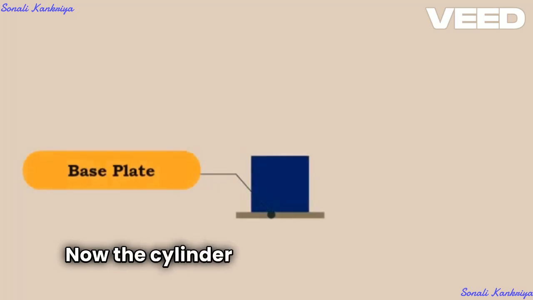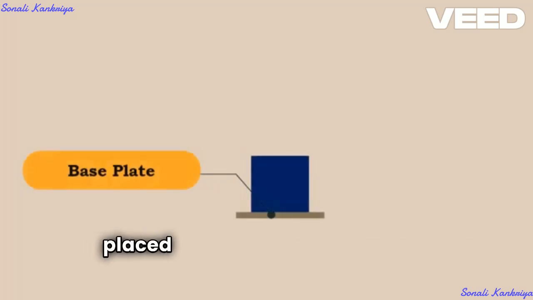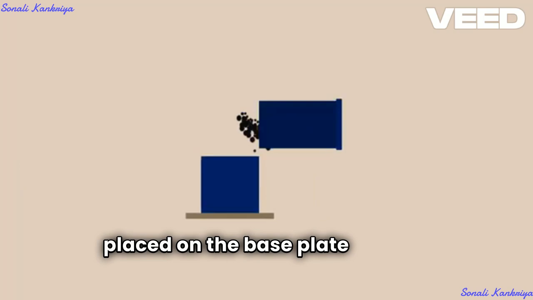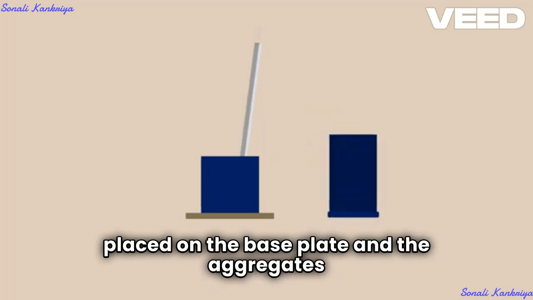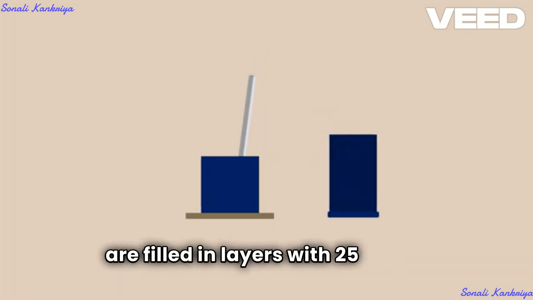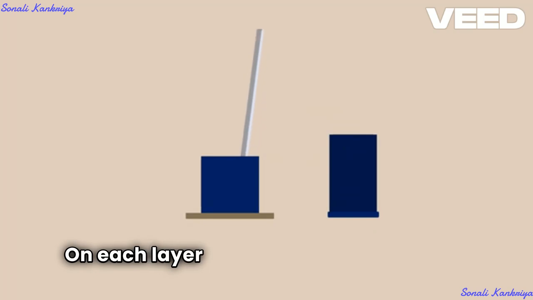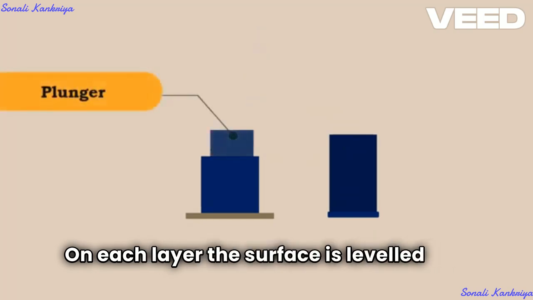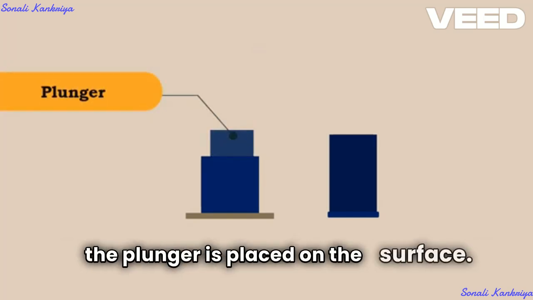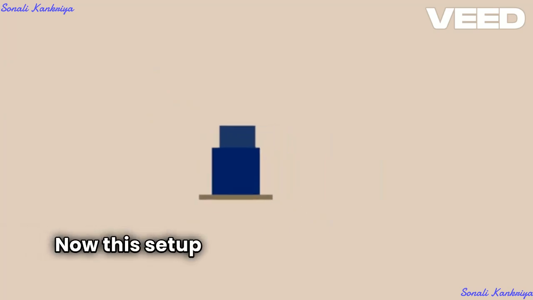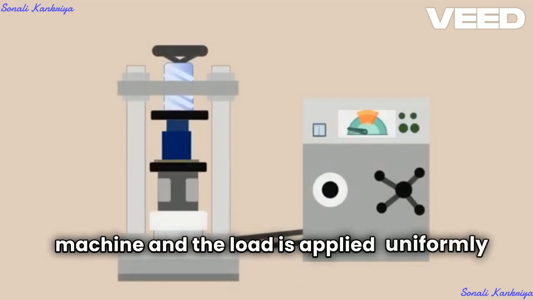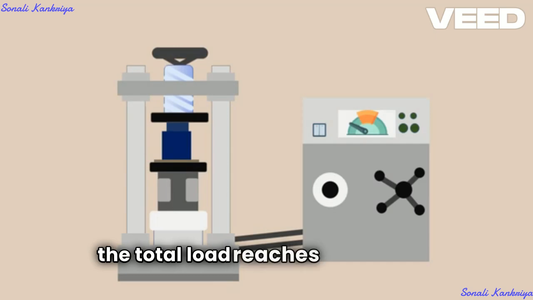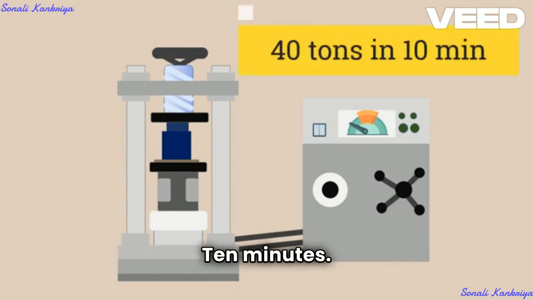Now, the cylinder of the test apparatus is placed on the base plate, and the aggregates are filled in layers with 25 blows on each layer. The surface is leveled, and the plunger is placed on the surface. Now, this setup is placed on a compression testing machine and the load is applied uniformly such that the total load reaches 40 tons in 10 minutes.